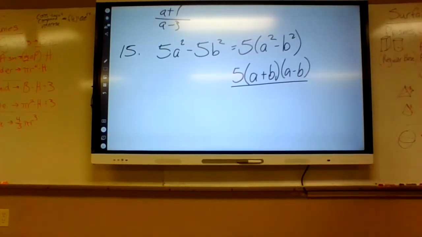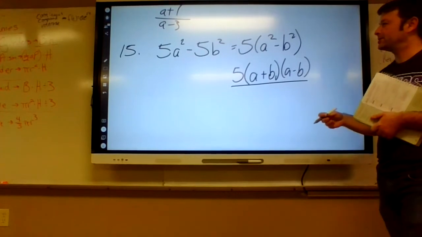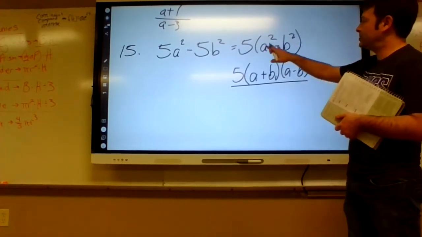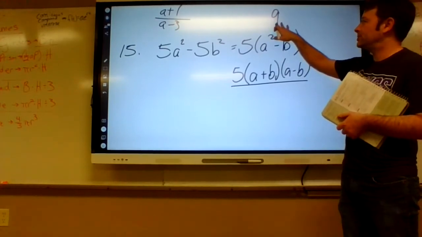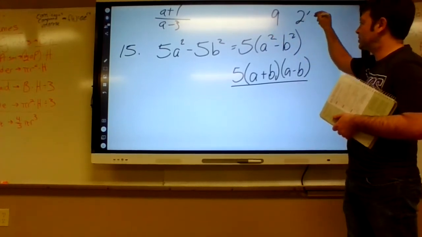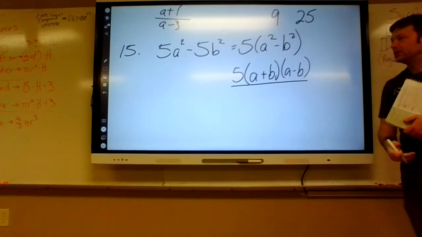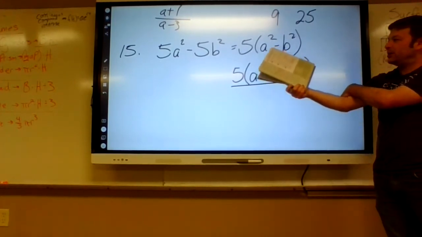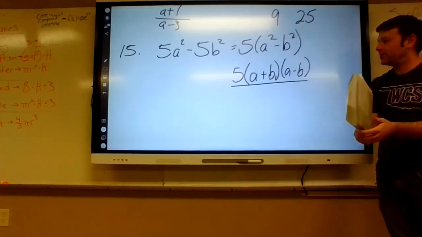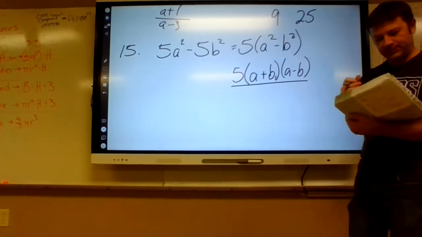A square, maybe I should stop and redefine that, is something squared. So a squared is a square, but also 9 is a square number because it's 3 squared. Or 25 is a square because it's 5 squared. So a squared is a square, but also 9 and 25. Anyway, that's the top left.